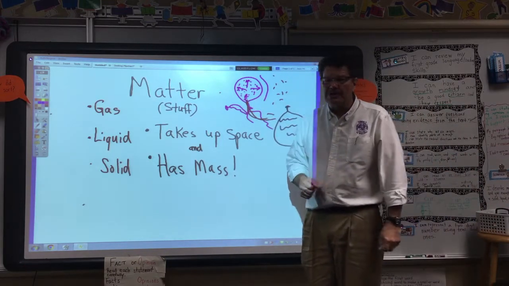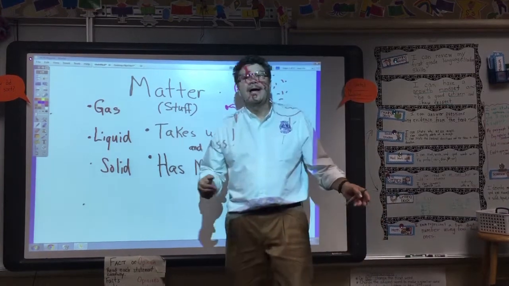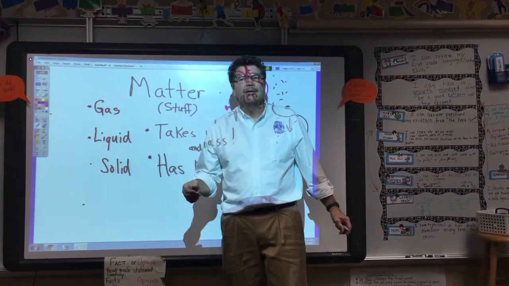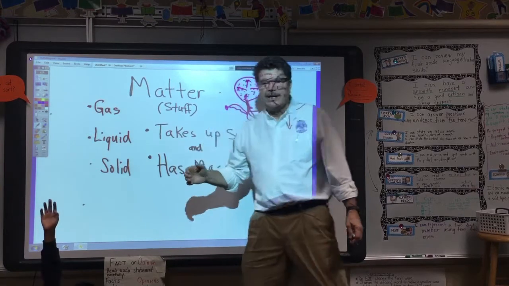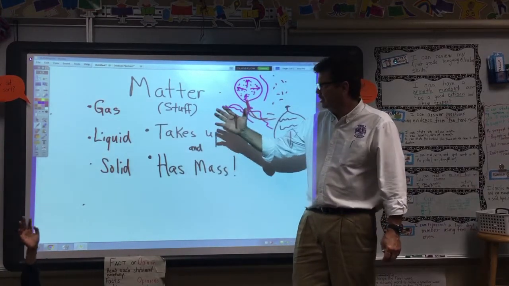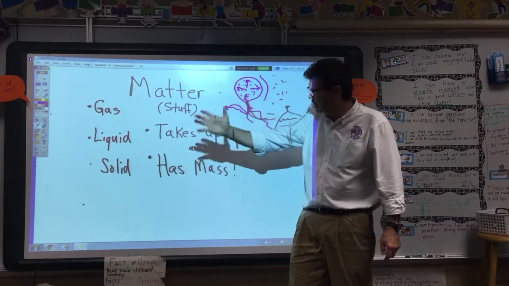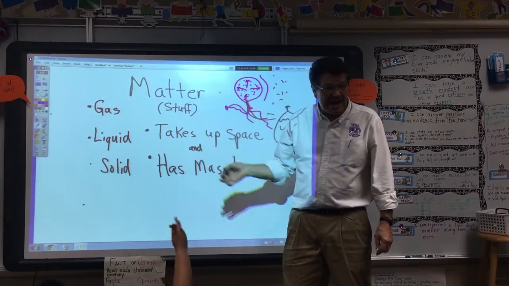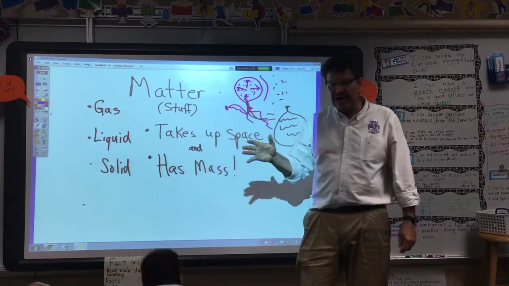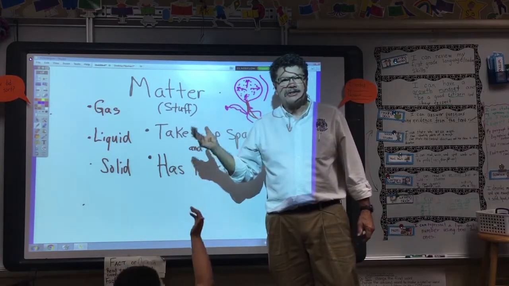Watch. There's something in this room that is not made of matter. Something in this room. And here's my hint. Ready? Look on the board. What do you see? Shadow. A shadow is not made of matter, but almost every object is.